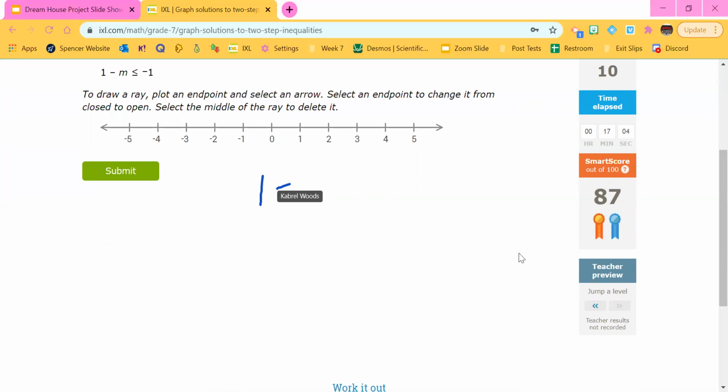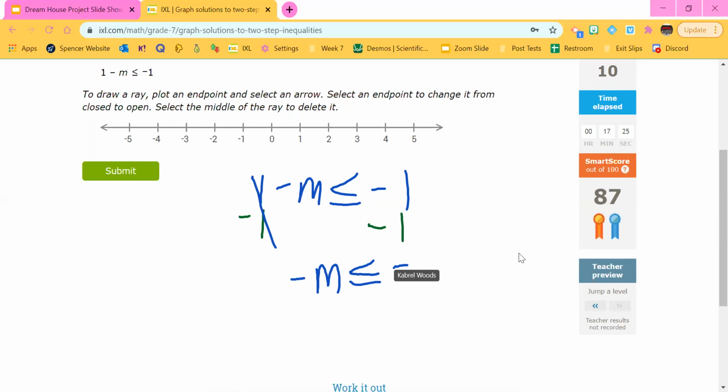1 minus m is less than or equal to -1. So we have to still get rid of our constant. I'm going to subtract 1 from this side and subtract 1 from this side, and since those cancel out, that leaves us with negative m is less than or equal to, and then a -1 plus a -1 gives us a -2. Just like Ms. Gross talked about, if we do not see a coefficient right here, we are assuming that it is a 1. So to get rid of that coefficient, I'm going to have to divide each side by a -1.